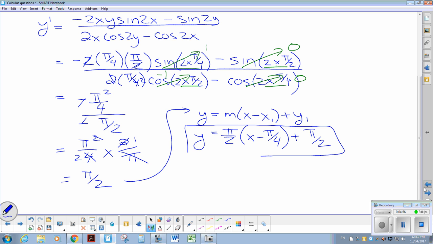You can do the distributive law. You may have to if you want to check the answer with the back of the book, but that's fine by me at that point. So if you have any questions with that, let me know, and we'll go from there.